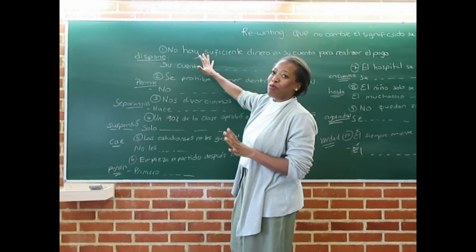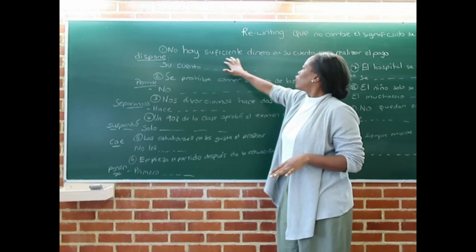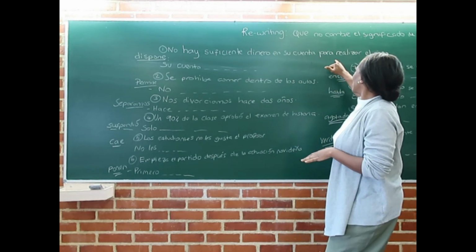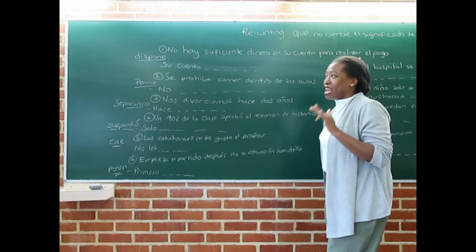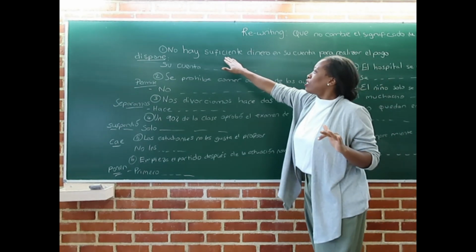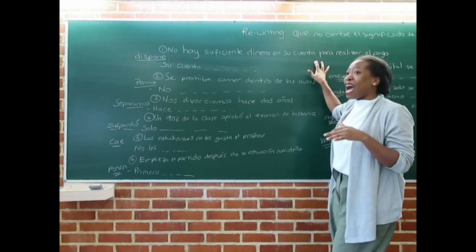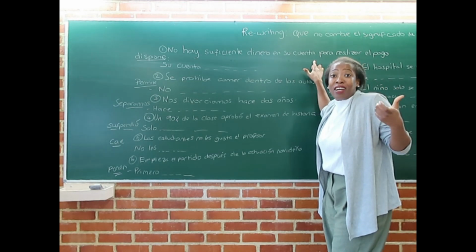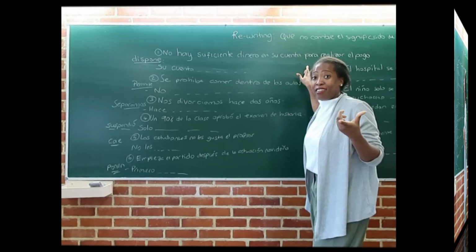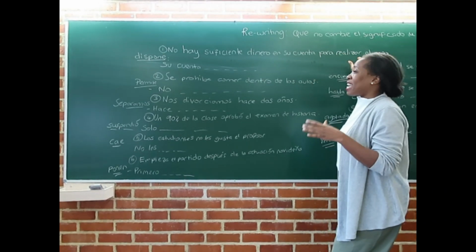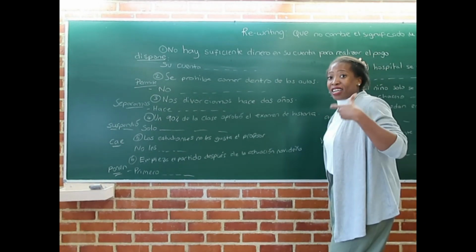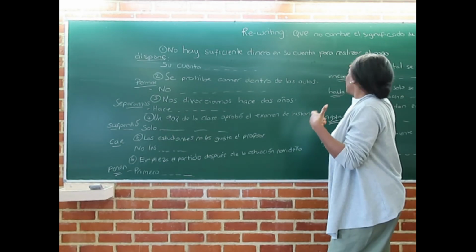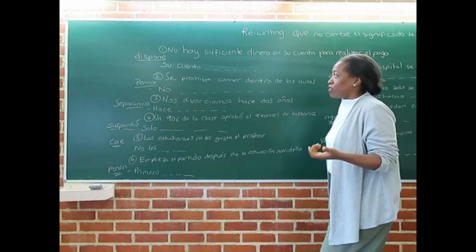So the first one we have is, no hay suficiente dinero en su cuenta para realizar el pago. So there isn't sufficient money in your account. Remember, account, bank account, cuenta, okay? Cuenta bancaria. Para realizar, so realizar is to carry out, el pago, which is the payment.